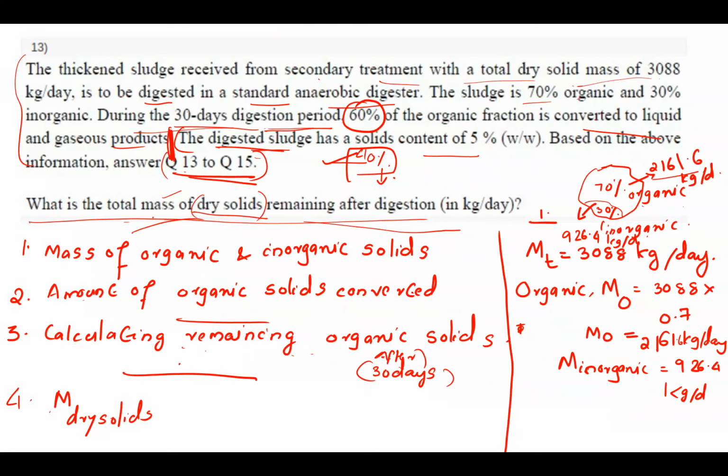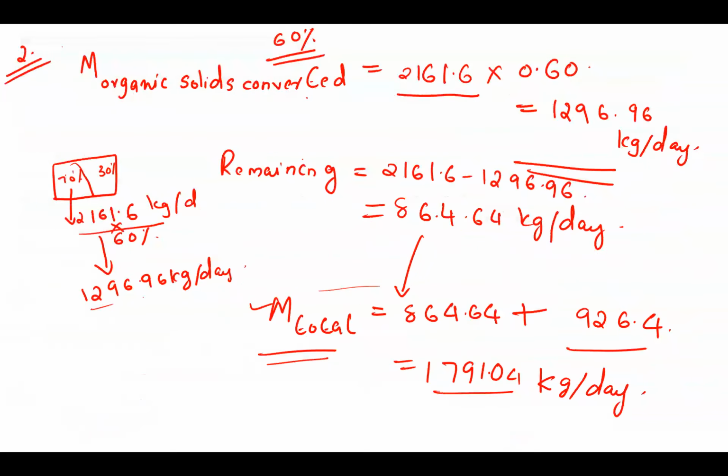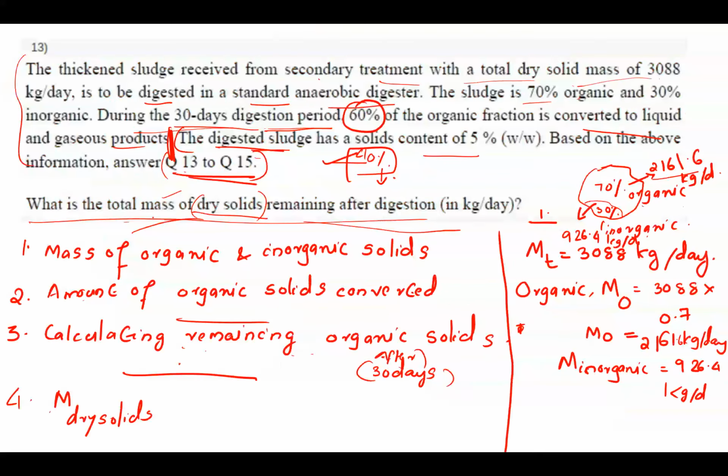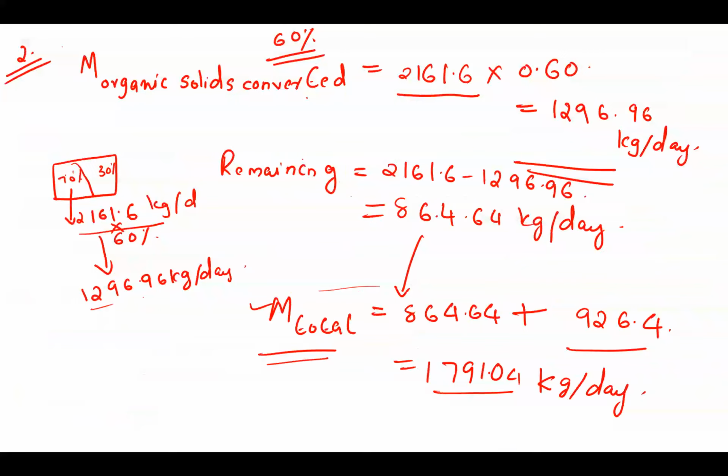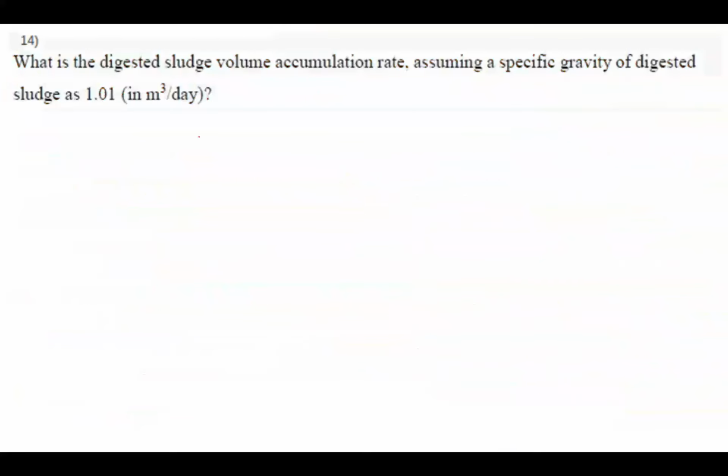So now, okay, let's solve all problems from 13 to 15. Then we have some discussion on this. So now the second one is: what is the digested sludge volume accumulation rate, assuming a specific gravity of digested sludge is 1.01, in meter cube per day? Okay. So how do you approach this?